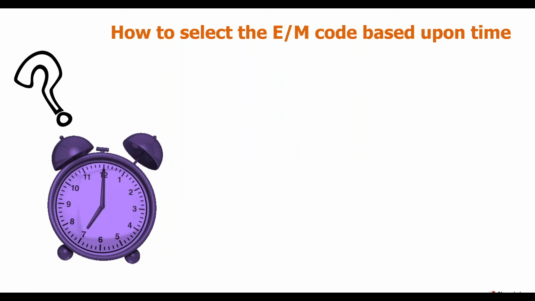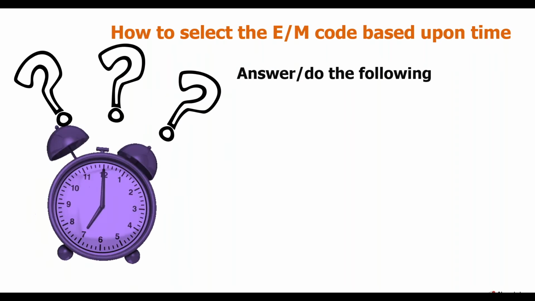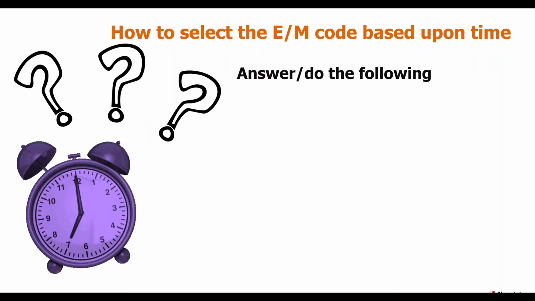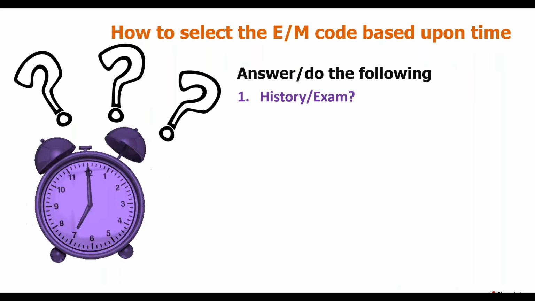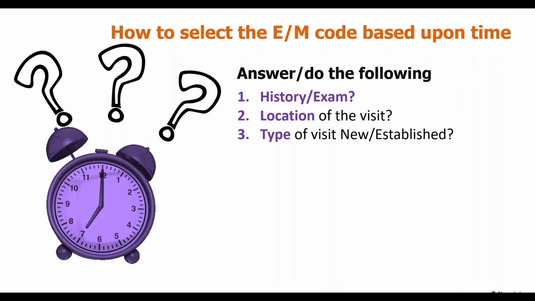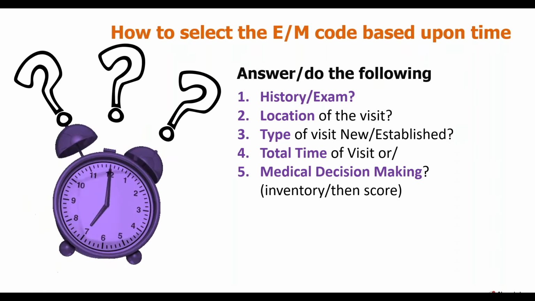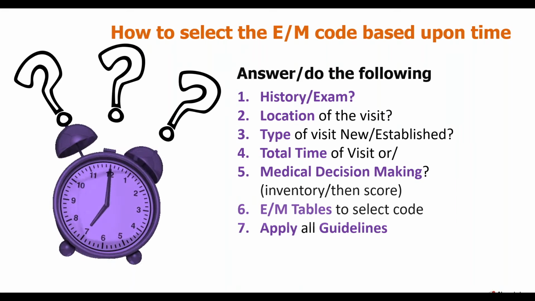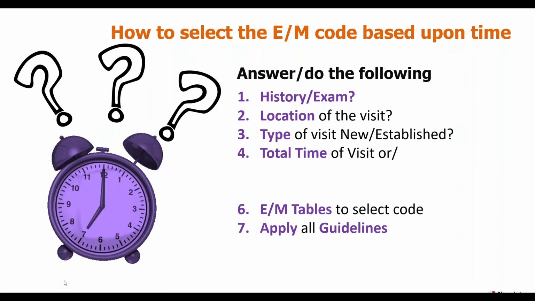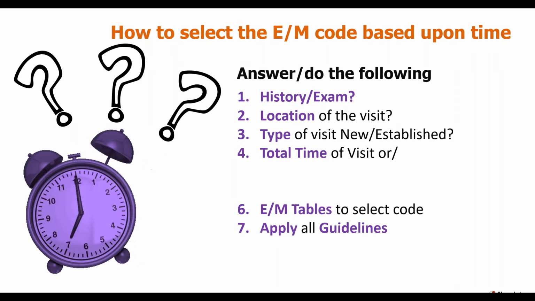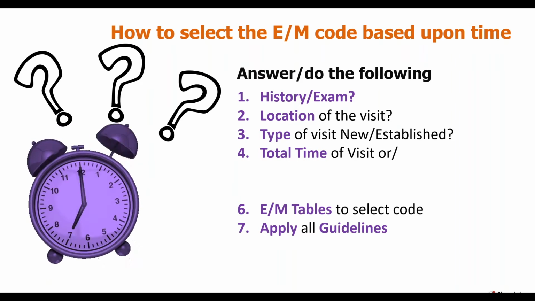So how to select an E&M code based on time? Answer or do the following. While selecting the E&M code on the basis of time, we will skip one step from what we saw in the previous slide. Answer or do the following: the history or exam. We will check the location of the visit, the type of the visit, whether it's new or established, and total time. Then we will skip point number 5, which is medical decision making. Yes, if time is documented, we will skip that particular step and move on to the sixth step, which is E&M tables to select the code and then apply all the guidelines.